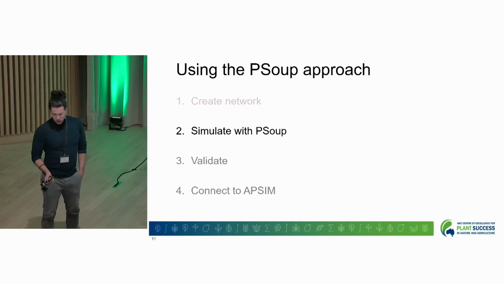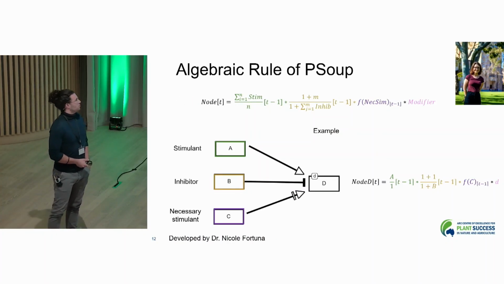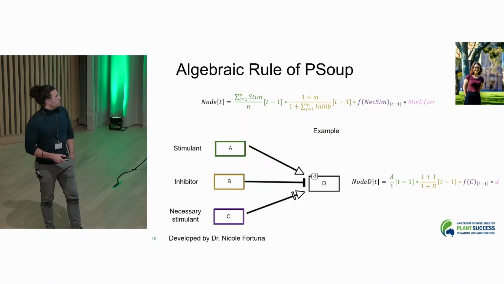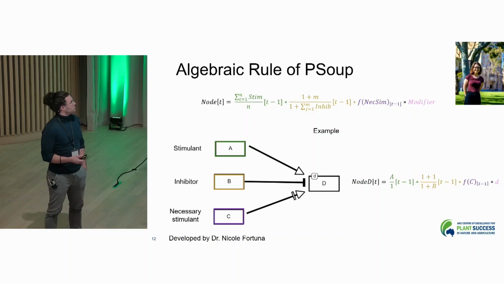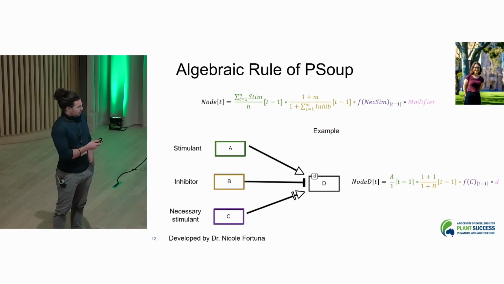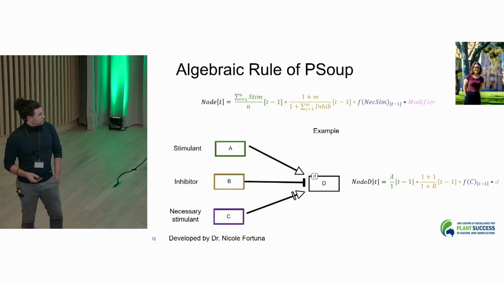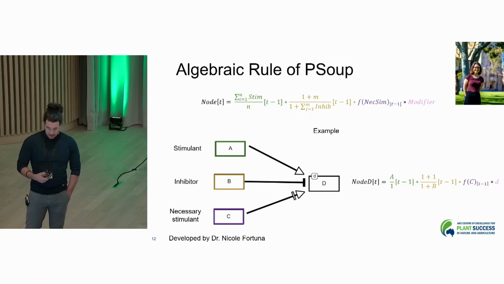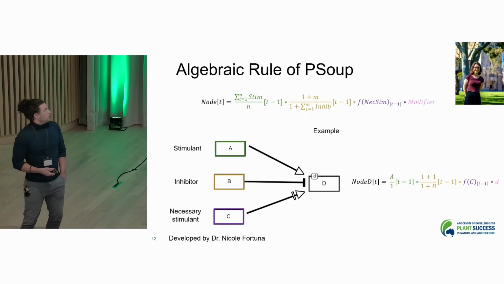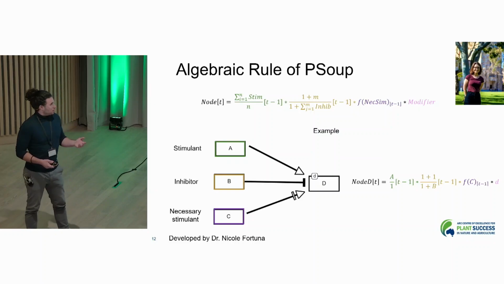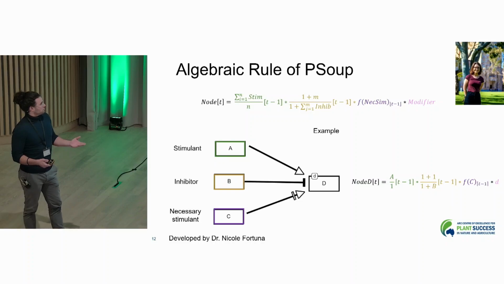So PSoup is a package developed by Nicole Fortuna. Probably you have talked to her in her poster. And what PSoup generally does is that it translates a network into algebraic formulas following some algebraic rules. And these algebraic rules are designed in a way to be able to capture how perturbations from the wild type are happening.